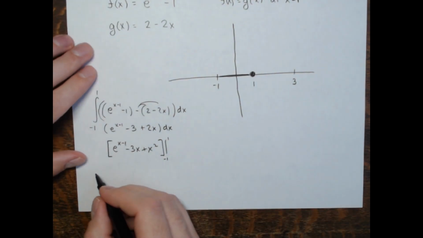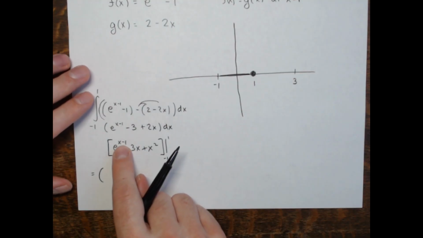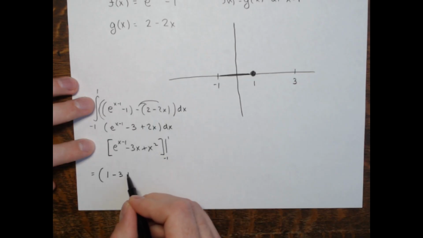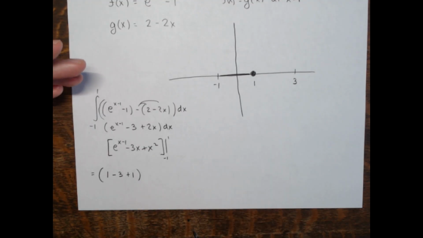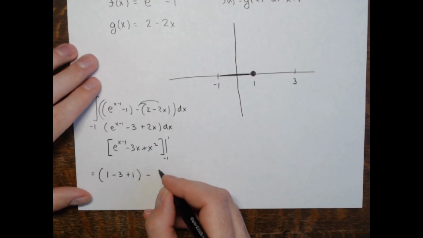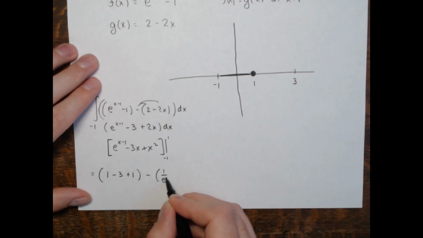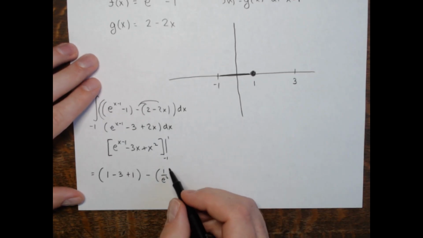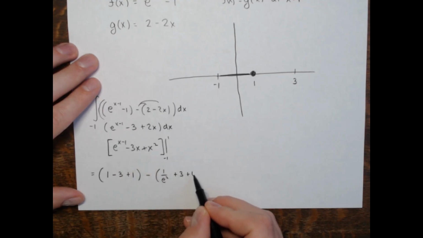1. And then when I plug in 1, I got e to the 0, which is 1, and then minus 3 plus 1. All right, that's the value at 1, which is just negative 1. Minus the value at -1, which would be e to the -2, so 1 over e squared, right? A tiny number, about 1/9 or so. And then plus 3, and then plus 1.